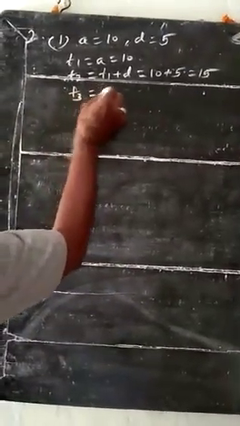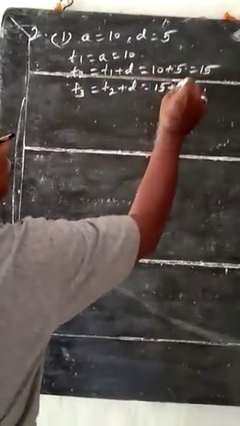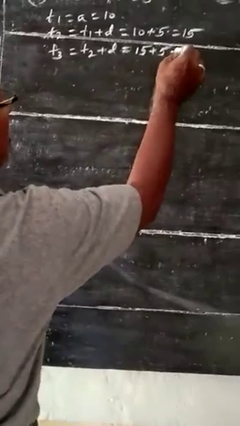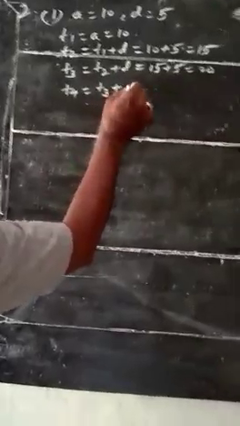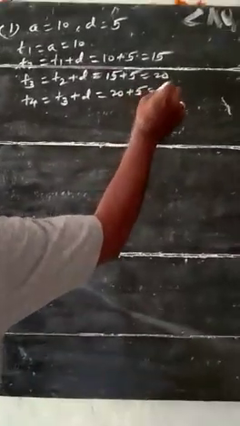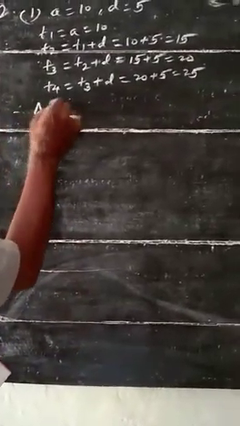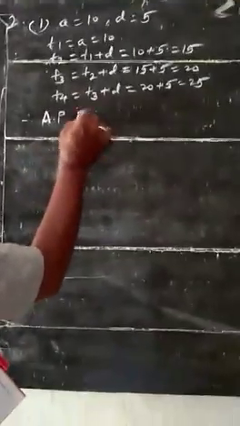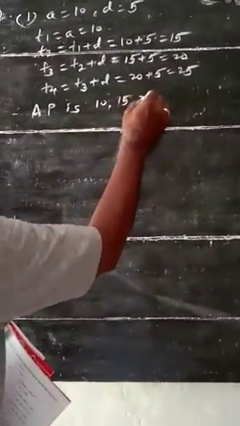T3 is equal to T2 plus d. Our T2 is 15 plus 5, so 15 plus 5 is 20. T4 is equal to T3 plus d, 20 plus 5 is equal to 25. Therefore, the AP is 10, 15, 20, 25.